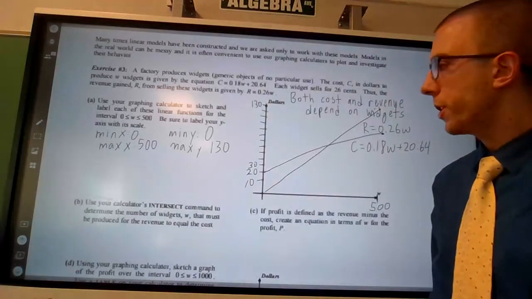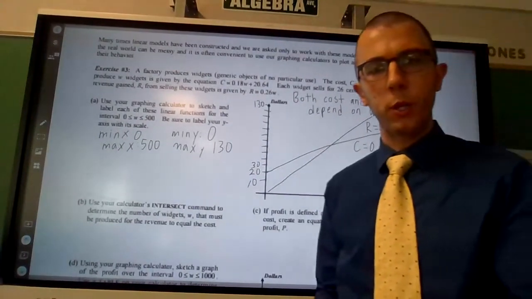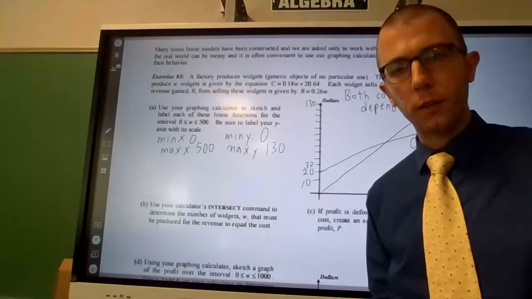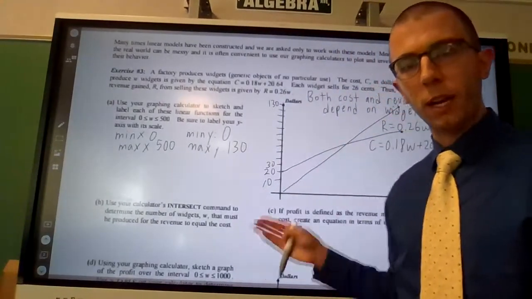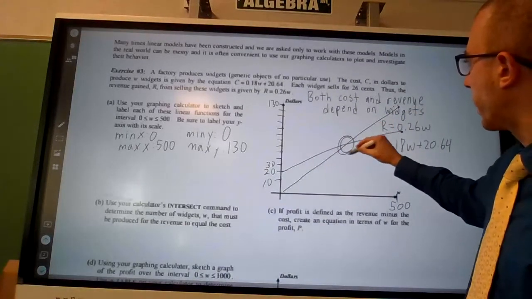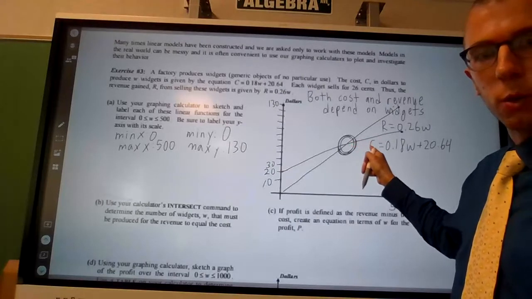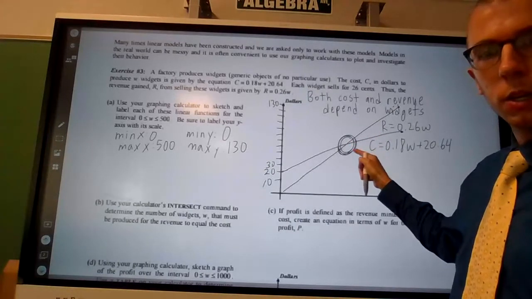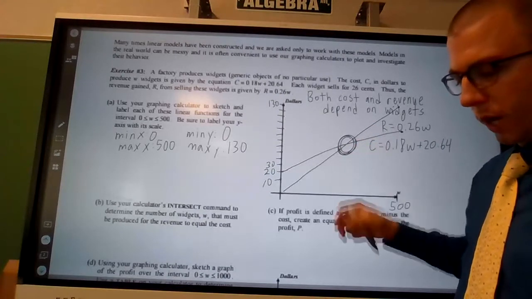So letter B, use your calculator's intersect command to determine the number of widgets that must be produced for the revenue to equal the cost. So our intersect command, we can see on our sketch here, we're looking for that point. Okay, that is the point where the revenue equals the cost. Cost function equals the revenue function at this point.